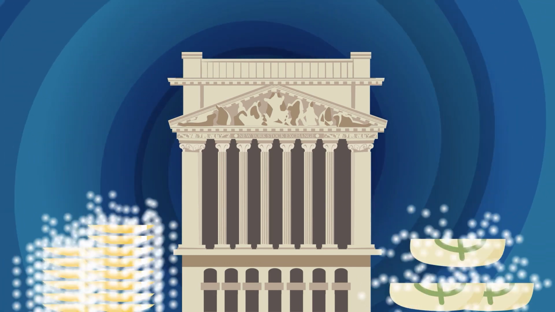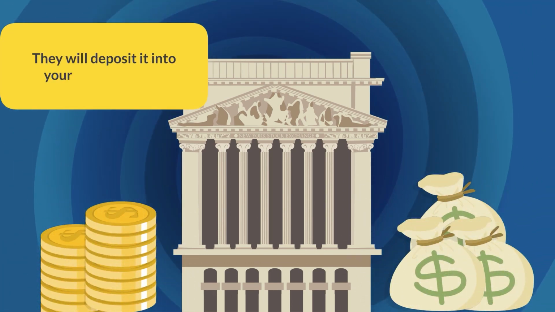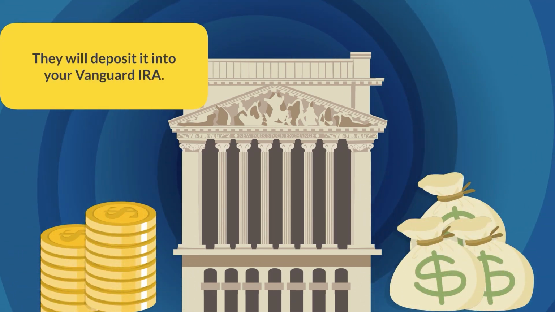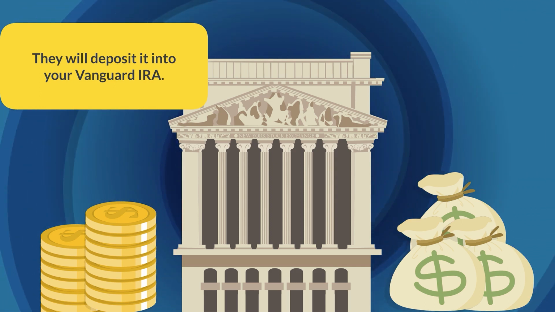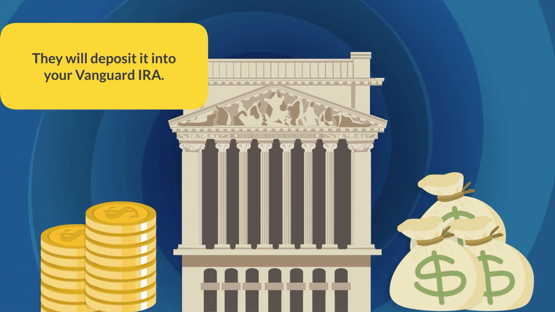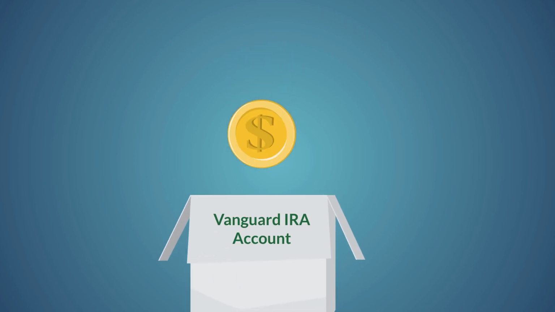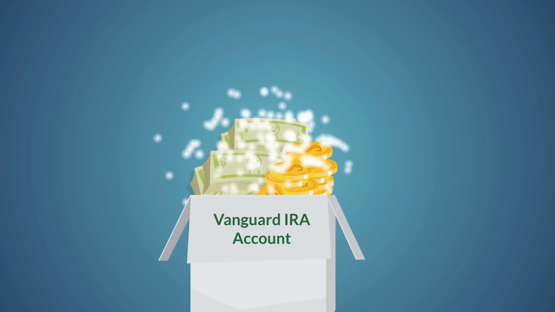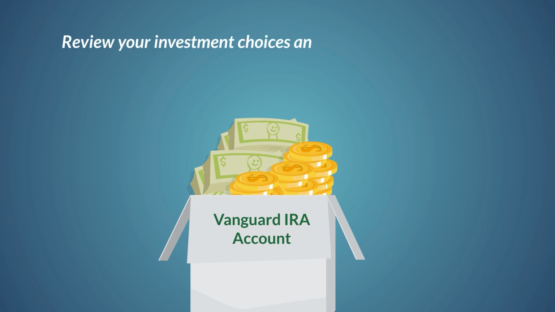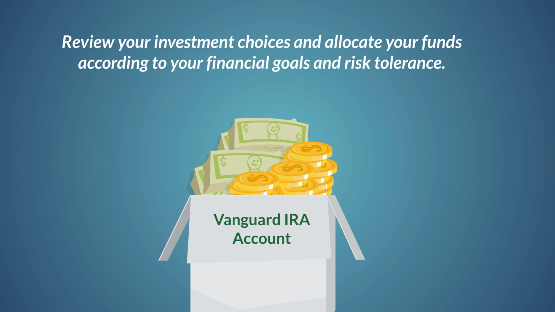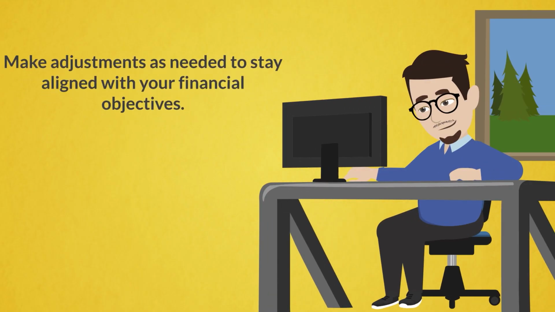Once Vanguard receives the funds, they will deposit it into your Vanguard IRA. The funds will now be invested according to your chosen investment preferences within your Vanguard account. After the funds are in your Vanguard IRA, review your investment choices and allocate your fund according to your financial goals and risk tolerance. Regularly monitor your investments and make adjustments as needed to stay aligned with your financial objectives.